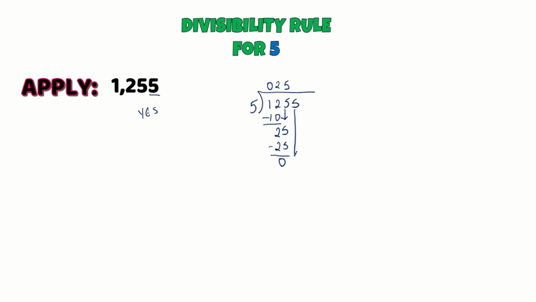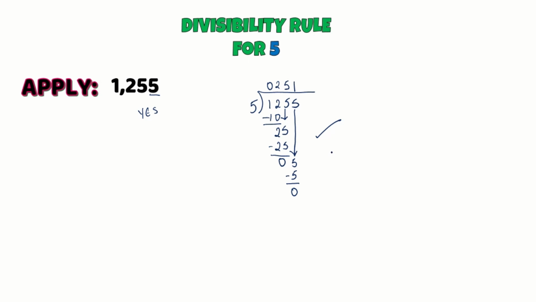We're going to bring down our 5, and 5 divides into 5 once. 1 times 5 is 5, and 5 minus 5 is 0. So we can see by using our divisibility rule and then testing it by that 1255 is divisible by 5.